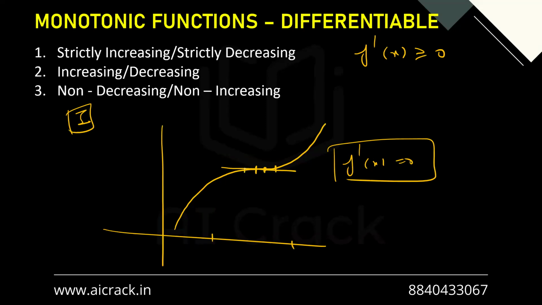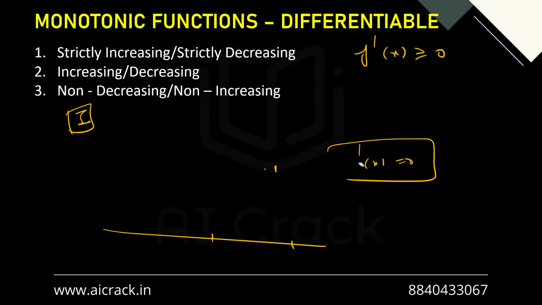It shouldn't be like f dash is 0 over here and over here as well. It shouldn't be like in this particular range f dash x is 0. It should be at one single point. So if that is happening at one single point and in the vicinity of that point f dash is positive, then we can say that the function is an increasing function.